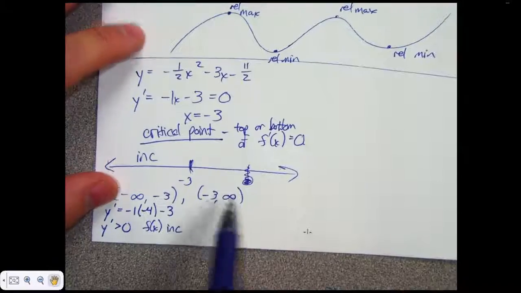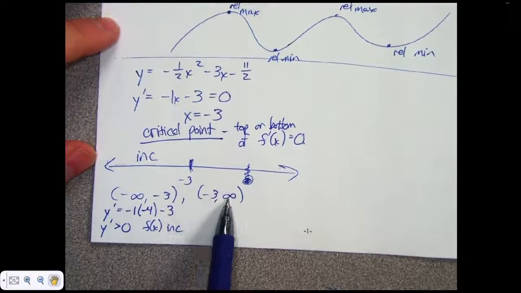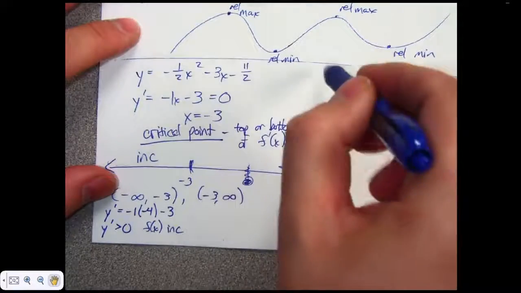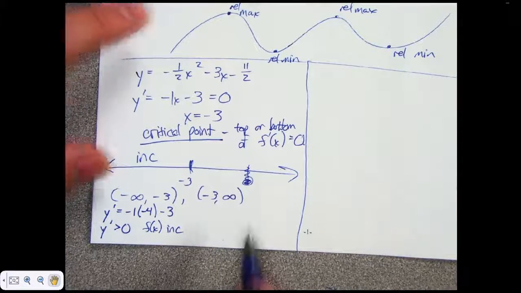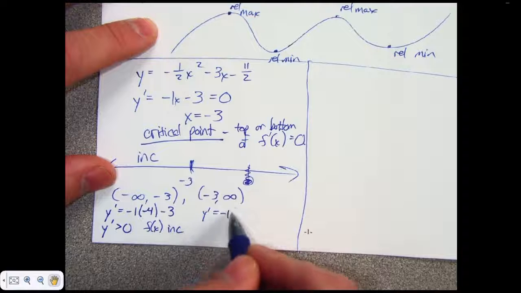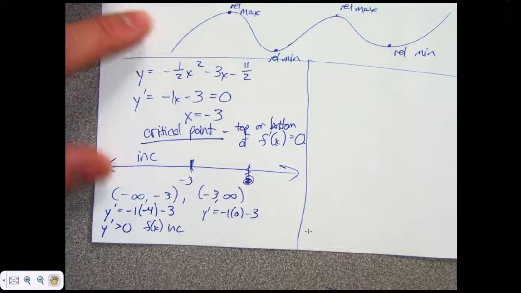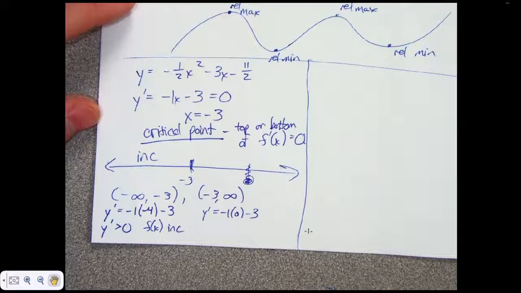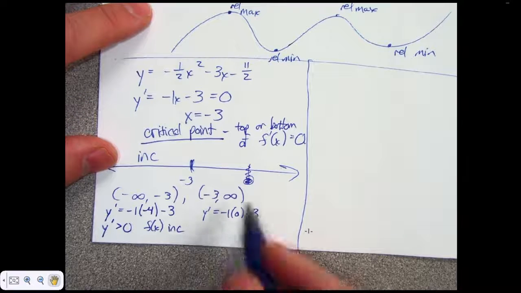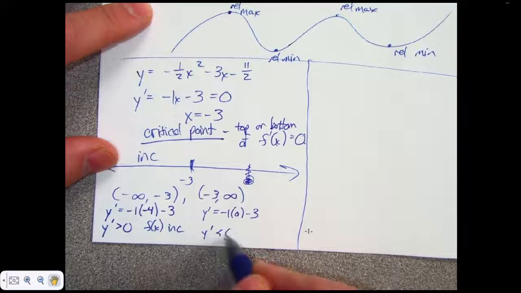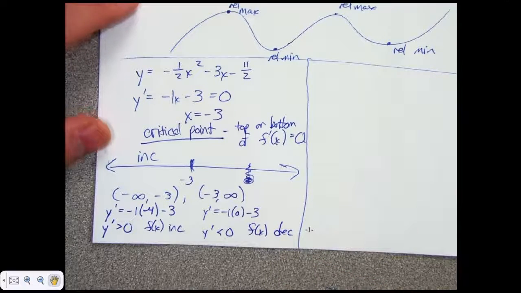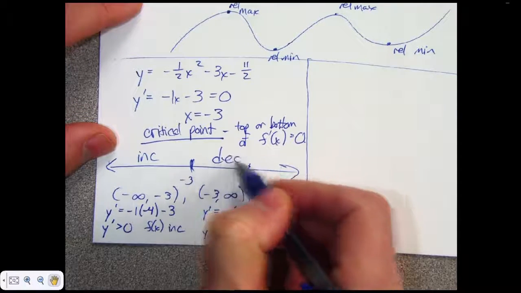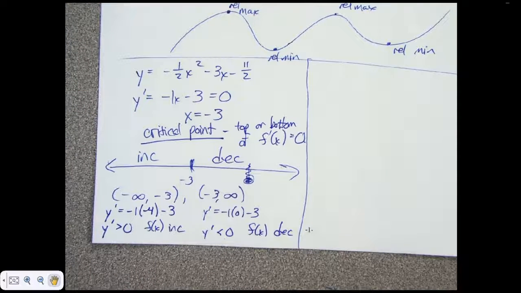All right, I'm going to do the same thing in this other interval. So pick a point between negative 3 and positive infinity, whatever you want it to be. So I would use 0, just because that's the easiest one for me to look at, in my opinion. So y prime is going to be negative 1 times 0 minus 3. So then we get negative, so y prime is less than 0, which means f of x is decreasing. Then I'm going to put decreasing on my number line.